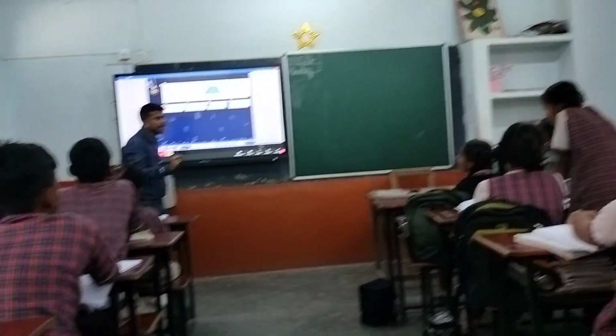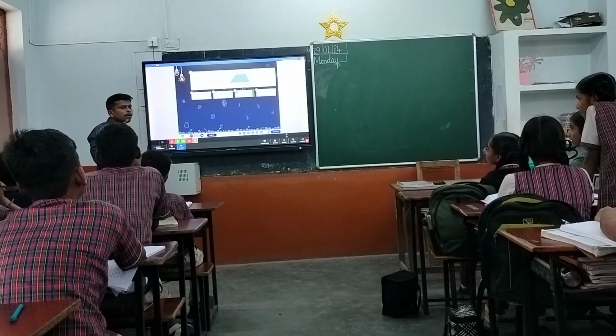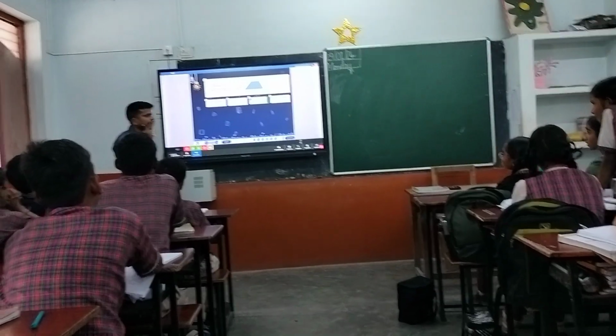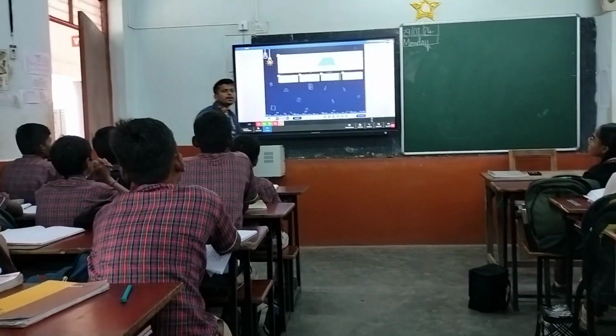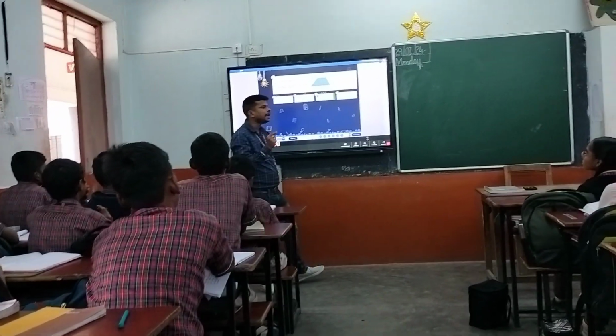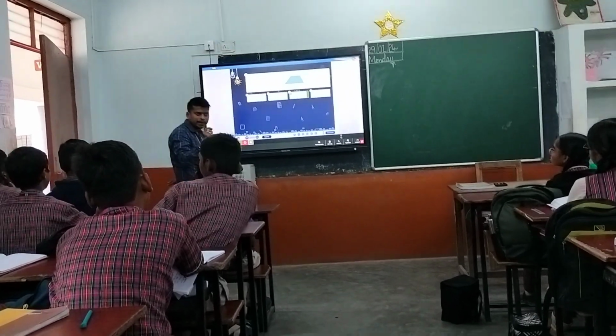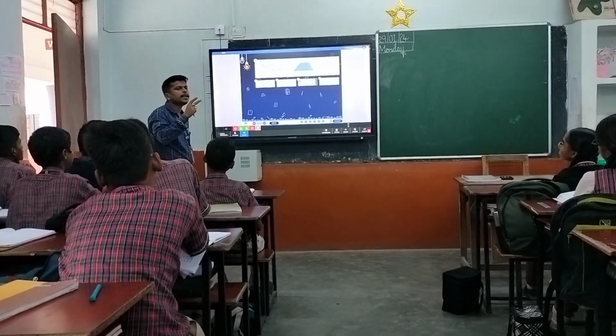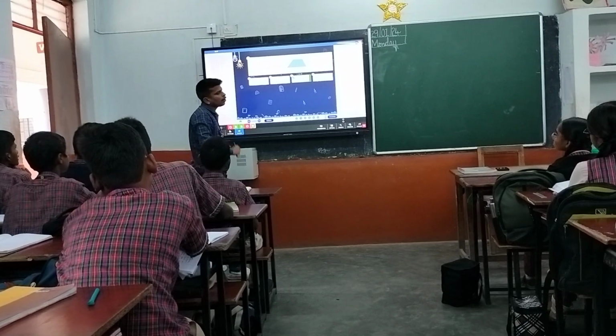As we got the area, then what we will do? Perimeter total. Perimeter no need. The area we got. So after that, what we will do? We will multiply the area with the rate. 30 per meter square rate is given. We will multiply the area with the rate. We will get the cost.